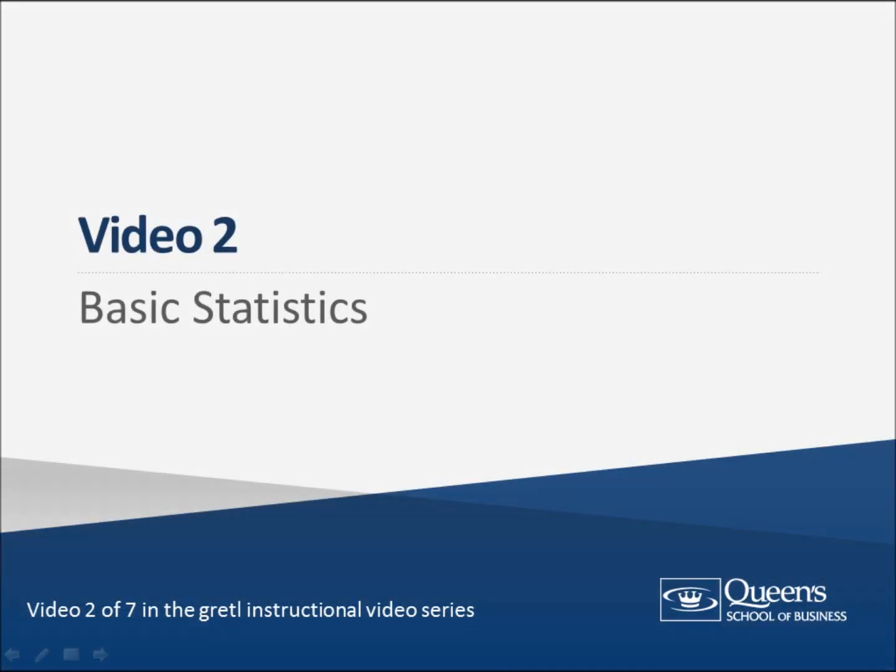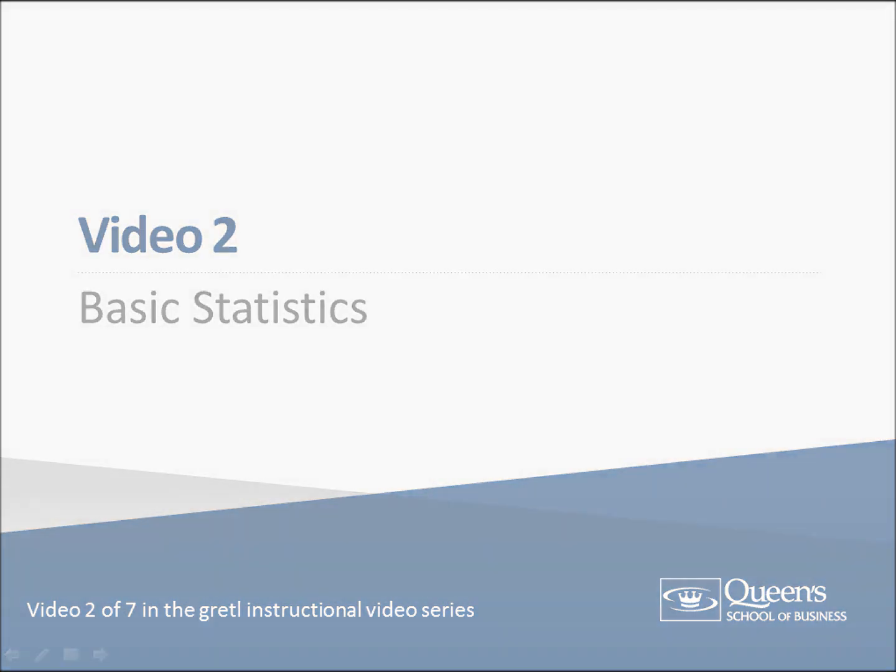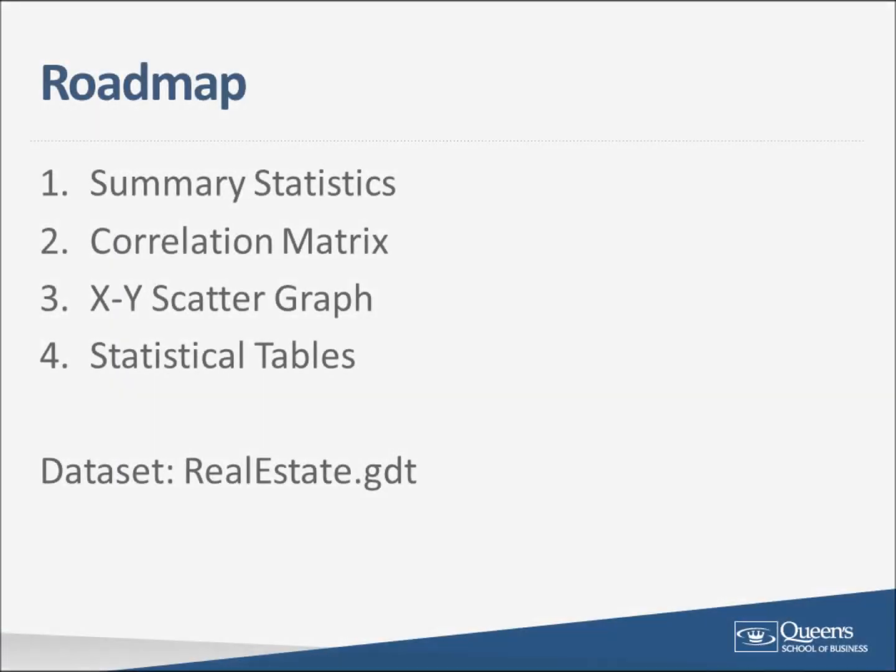In this video, we will be learning how to use gretl to perform basic statistics. The only file that you will need to follow along with this video is the gretl file Real Estate. The four items that we will learn to do in this video are calculate summary statistics, create a correlation matrix, create an XY scatter, and utilize the built-in tool for statistical tables that calculates the critical values and p-values.